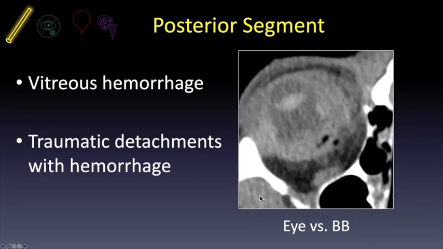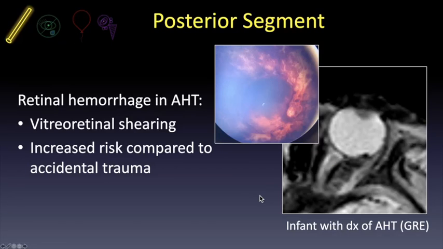Traumatic posterior segment hemorrhage into the vitreous body manifests as heterogeneous hyperattenuation of the posterior segment. This is an example of vitreous hemorrhage and intraocular gas due to penetrating injury. Traumatic retinal and choroidal detachment can also be associated with hemorrhage.